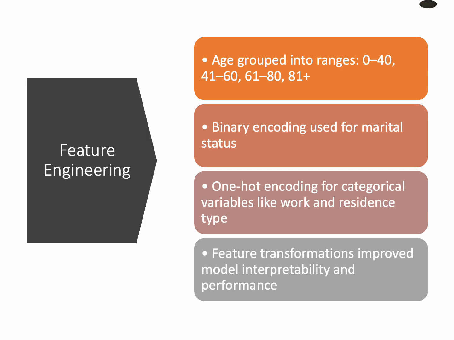Feature engineering improved the dataset's usability for machine learning. We grouped ages into ranges such as 0 to 40, 41 to 60, and 61 to 80 to better capture age-related trends. Categorical variables were encoded to convert them into numerical forms, essential for model training.